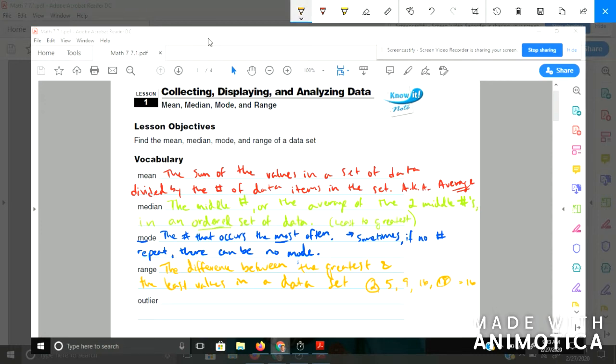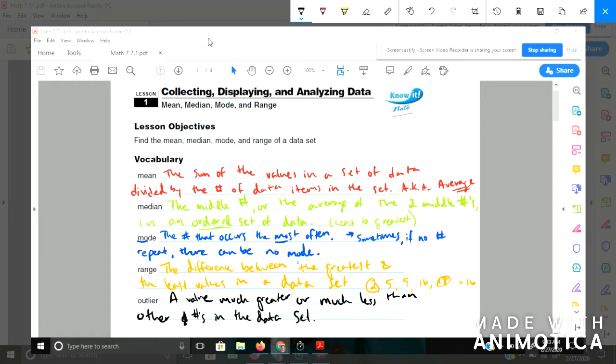And lastly is outlier. An outlier is a value much greater or much less than other data. How can I word this? A value much greater or much less than other numbers in the data set.